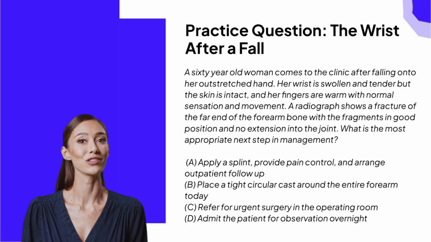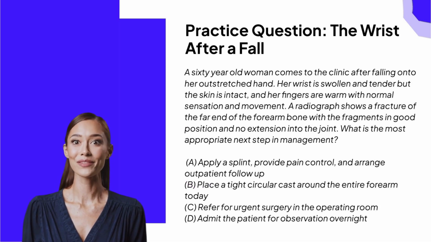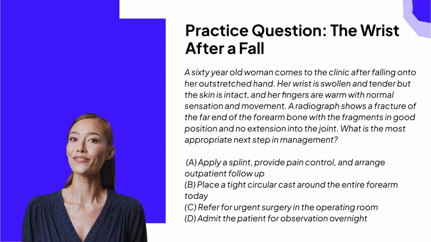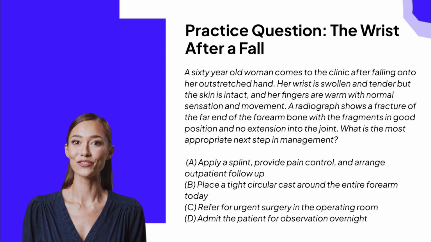Let us work through our first practice question. A 60-year-old woman comes to the clinic after falling onto her outstretched hand. Her wrist is swollen and tender, but notice the reassuring details. The skin is intact, and her fingers are warm with normal sensation and movement. The radiograph shows a fracture of the far end of the forearm bone, the fragments are in good position, and the break does not reach the joint. The question asks for the most appropriate next step.